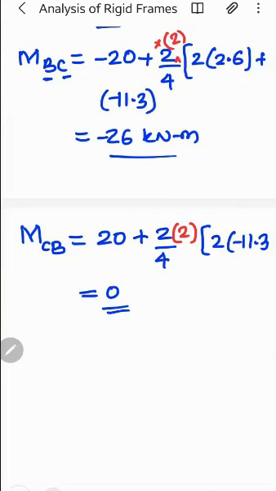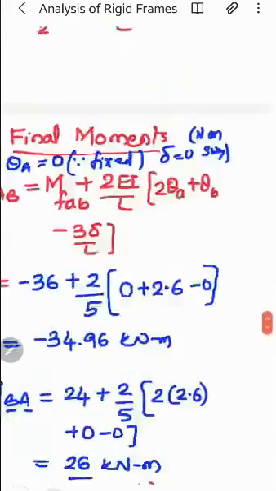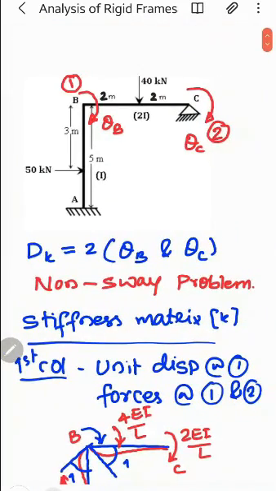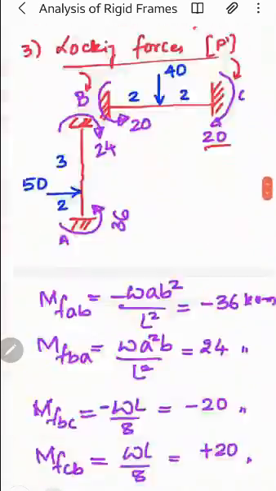You may get 0.001 or 10 to the power of minus 3, but that is 0. That error you will get due to decimal points. So why is it 0? This will be a confirmation whether you have solved the problem correctly or wrong. It has to be 0 because the C joint is the hinged joint where the bending moment has to be 0. So this is the final moments of the complete entire frame.